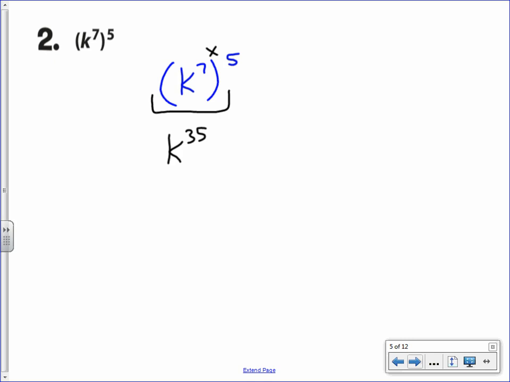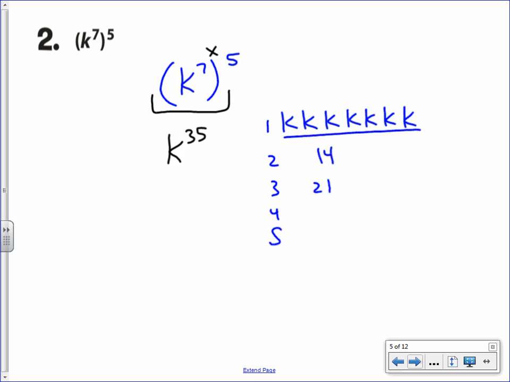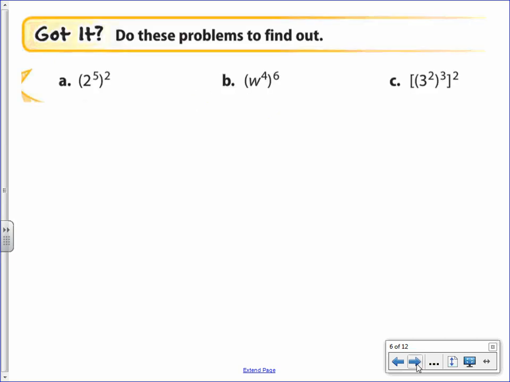If I forget my rule, it doesn't matter how many k's I have to write. I can write it once, k to the 7th. 1, 2, 3, 4, 5, 6, 7. But I need 5 of those identical. So 1, 2, 3, 4, and 5. There's 7 k's. That would be 14. That would be 21. That would be 28. And this would be 35. That's where I get my k to the 35th power. You can show your work. You can break it out if you don't know your rules.